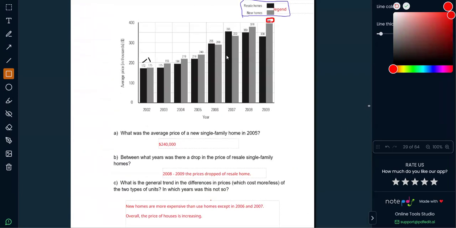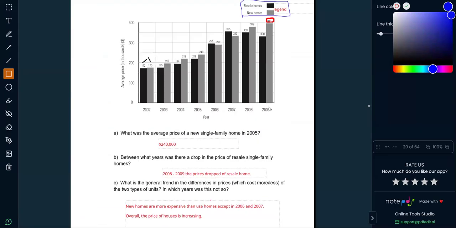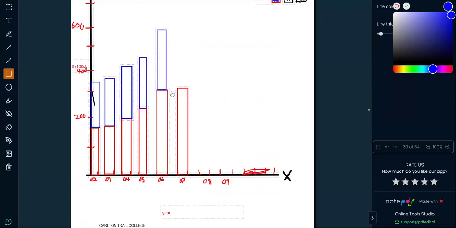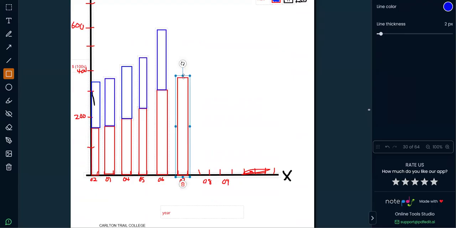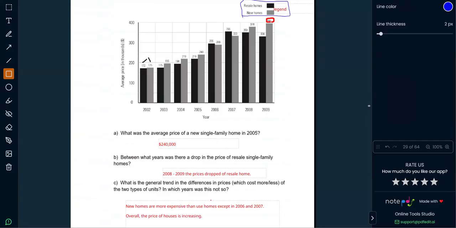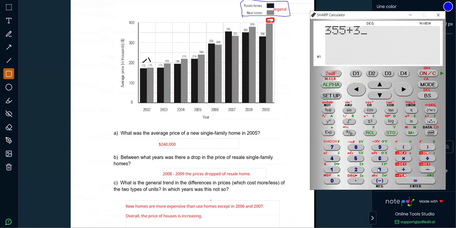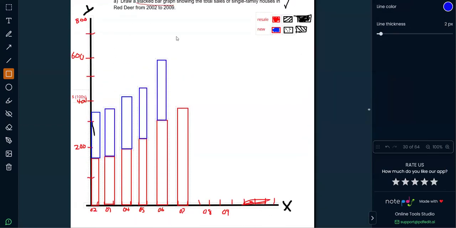2006, or sorry, 2007, sorry, starts at 355. So here's 350, so a little bit higher than that. Sorry, this is 300, so 355, so it goes up about here. And then it's adding on another 333 on top of that. 688. So almost 700 now at this point. So almost up to here.